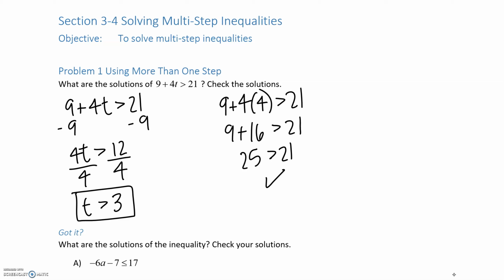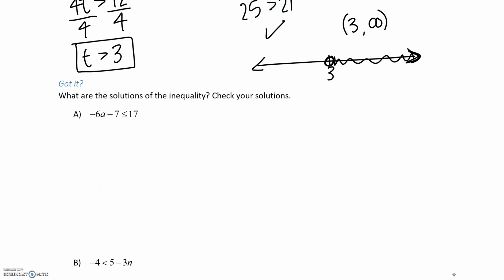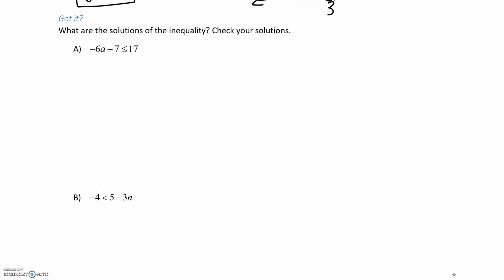If we were to put this on a number line, we would have 3, we'd have an open circle, and it would be shaded to the right, which means our function notation would be 3, infinity with parentheses on both sides, okay? So go ahead and start trying the got it problems.